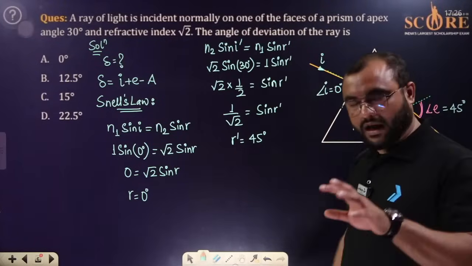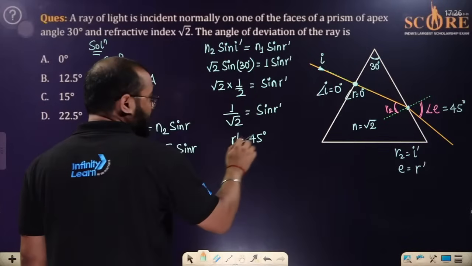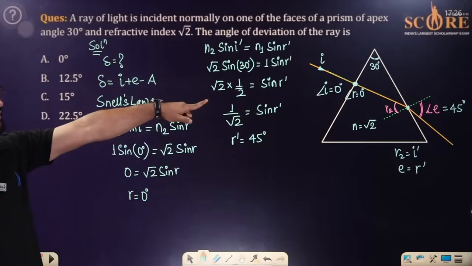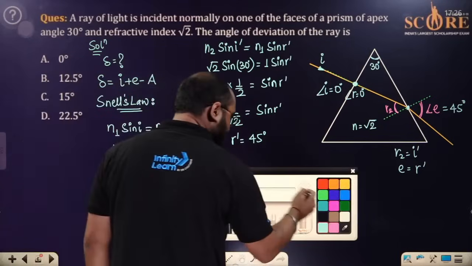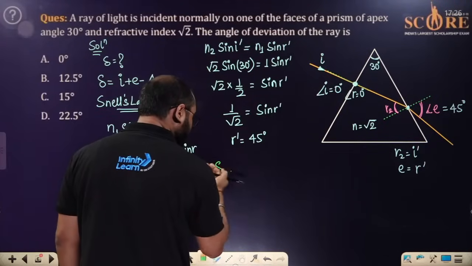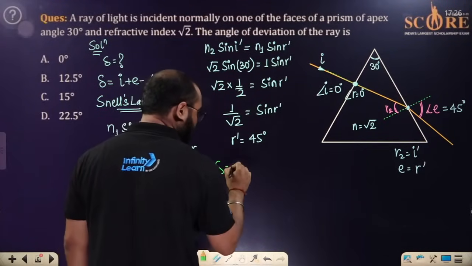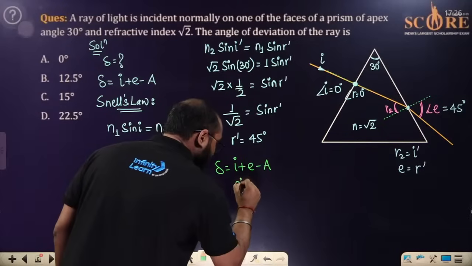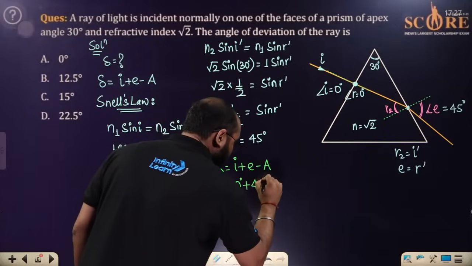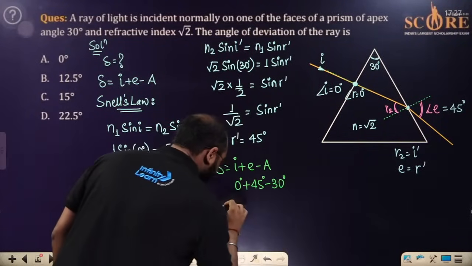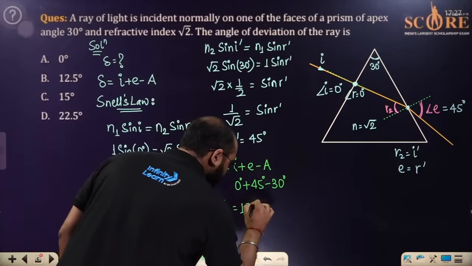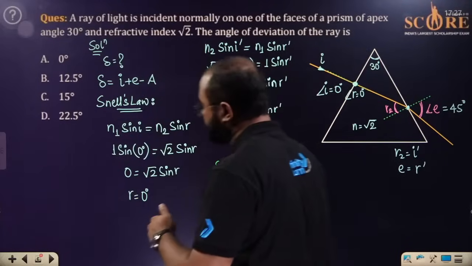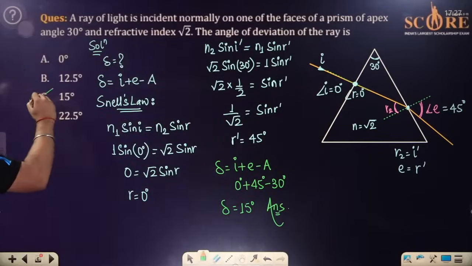Right? How 30 degree is there? I'll teach you, do not worry. If R dash, that is the angle of emergence, is 45 degree, R is given as 0 degree, and I is also 0 degree, basically. From this formula, the angle of deviation will be equal to angle I plus angle E minus angle of prism. Angle I is 0 degree, angle of emergence is 45 degree, minus angle of prism, that is 30 degree. The deviation is coming out to be 15 degree. So that is the long approach. If you do not know the shortcut, you can go with this.